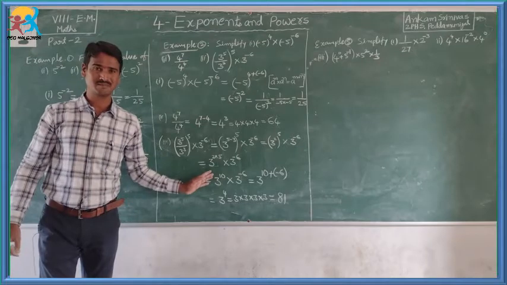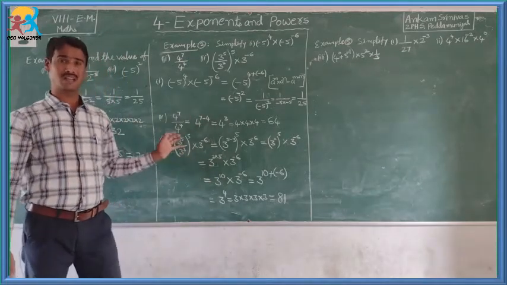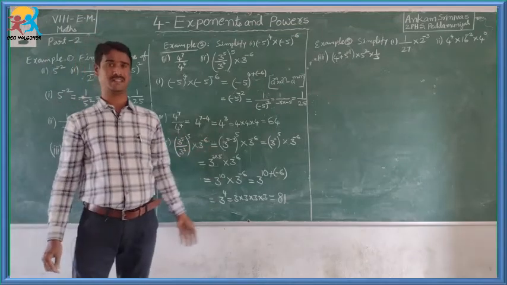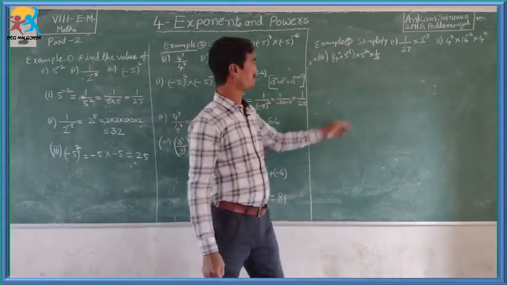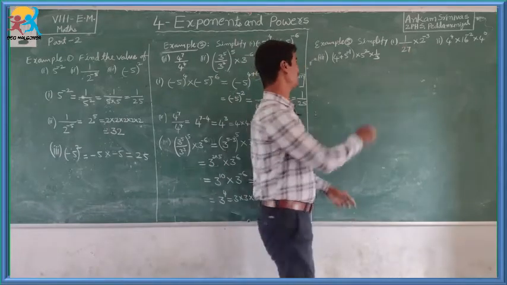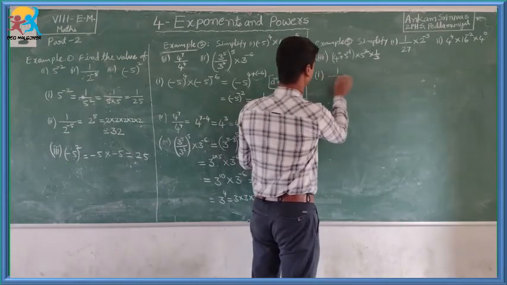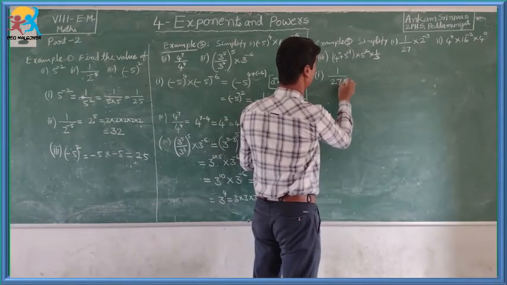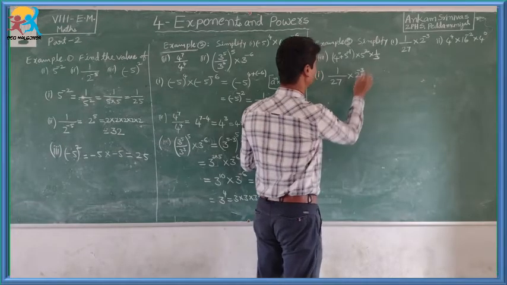How easy, children? This problem involved all types of laws of exponents. Let's see another example problem. Simplify the given problems. The first problem is given: 1 by 27 into 2 power negative 3.